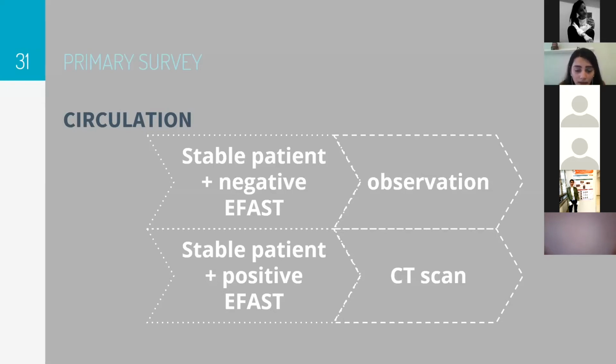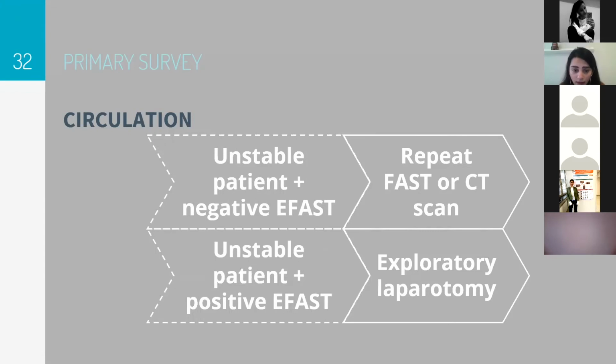Okay, we can move to the next slide. So you do your FAST exam and your patient's stable. You don't see any free fluid, so you have a stable patient, negative FAST exam. You continue to observe them, continue with your primary survey, and you can reassess later about any need for further imaging. A stable patient with a positive EFAST, let's say you find a little bit of fluid in the right upper quadrant, they should get an emergent CT scan of that suspicious area to further evaluate. And that CT scan should happen after you finish your primary survey.